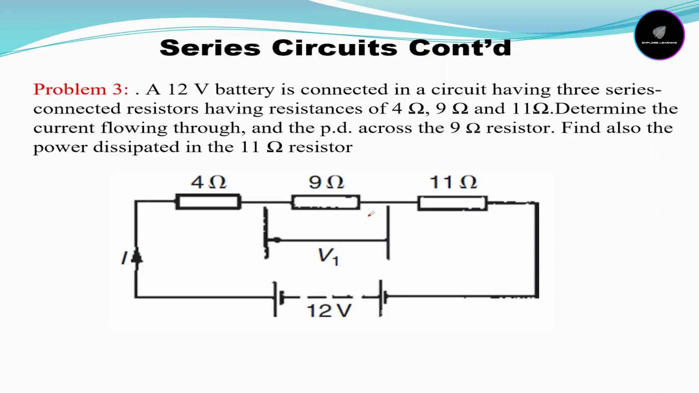Now, the first thing we need to do is understand the parameters that have been given to us. We have R1 to be 4 ohms, R2 to be 9 ohms, and R3 to be 11 ohms. So these are the informations that we already have. And then we have V equal to 12 volts.